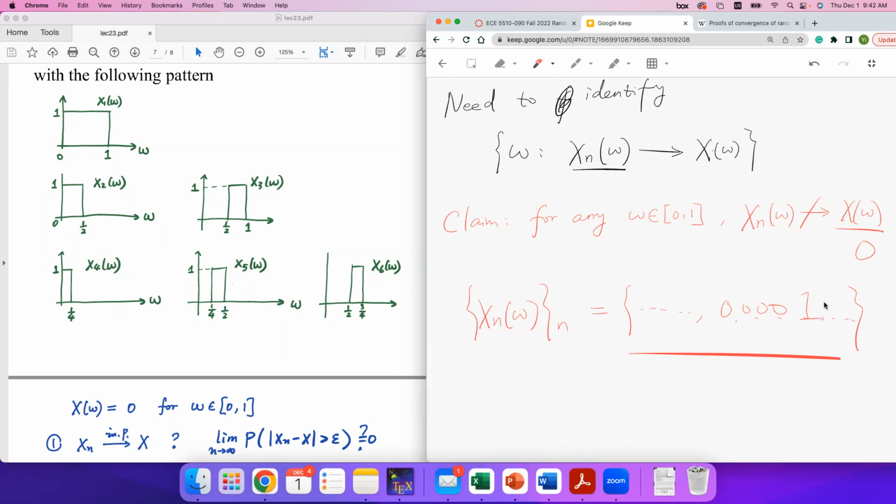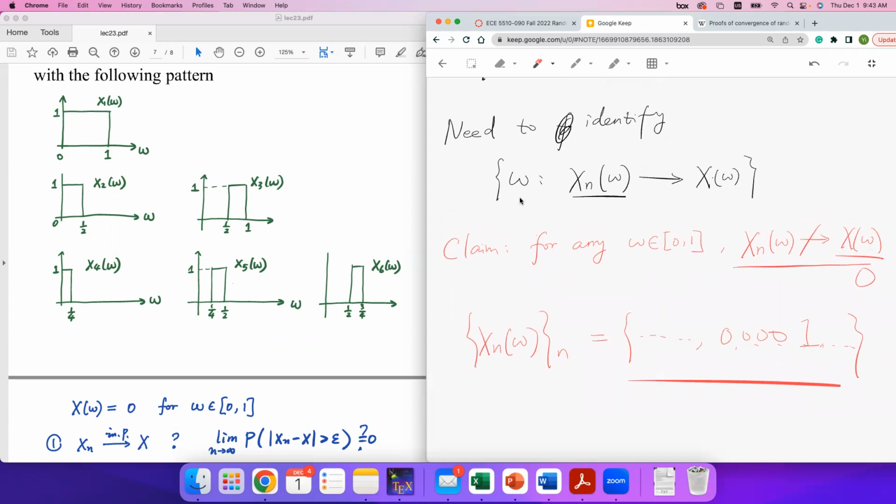So you will always see a 1. In order to get convergence, according to the definition of convergence of sequences, after some point you can only see zeros for a binary sequence. But in this case, you will always see a 1 in the end. So the claim is that for any omega, this sequence, which is binary, will never converge to 0. Therefore, this set is an empty set.